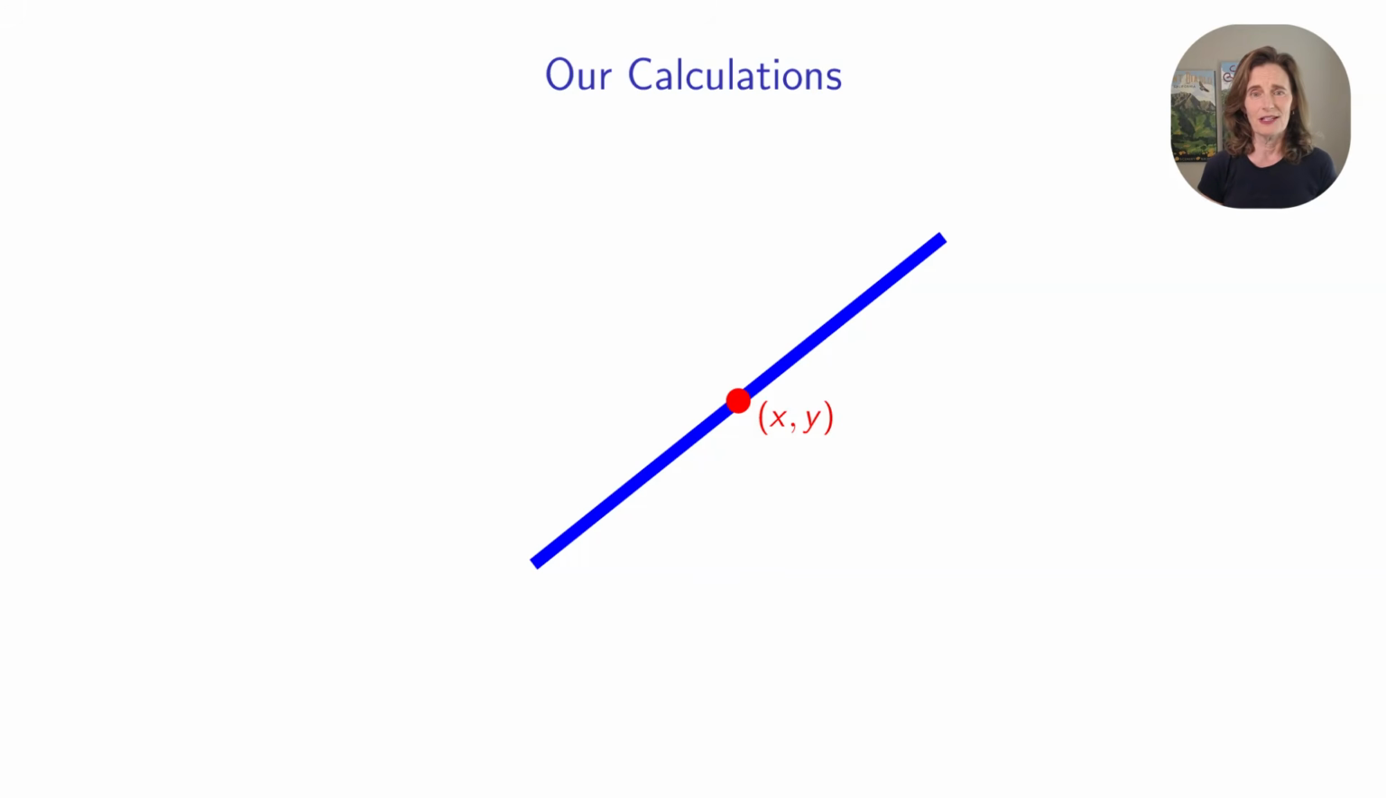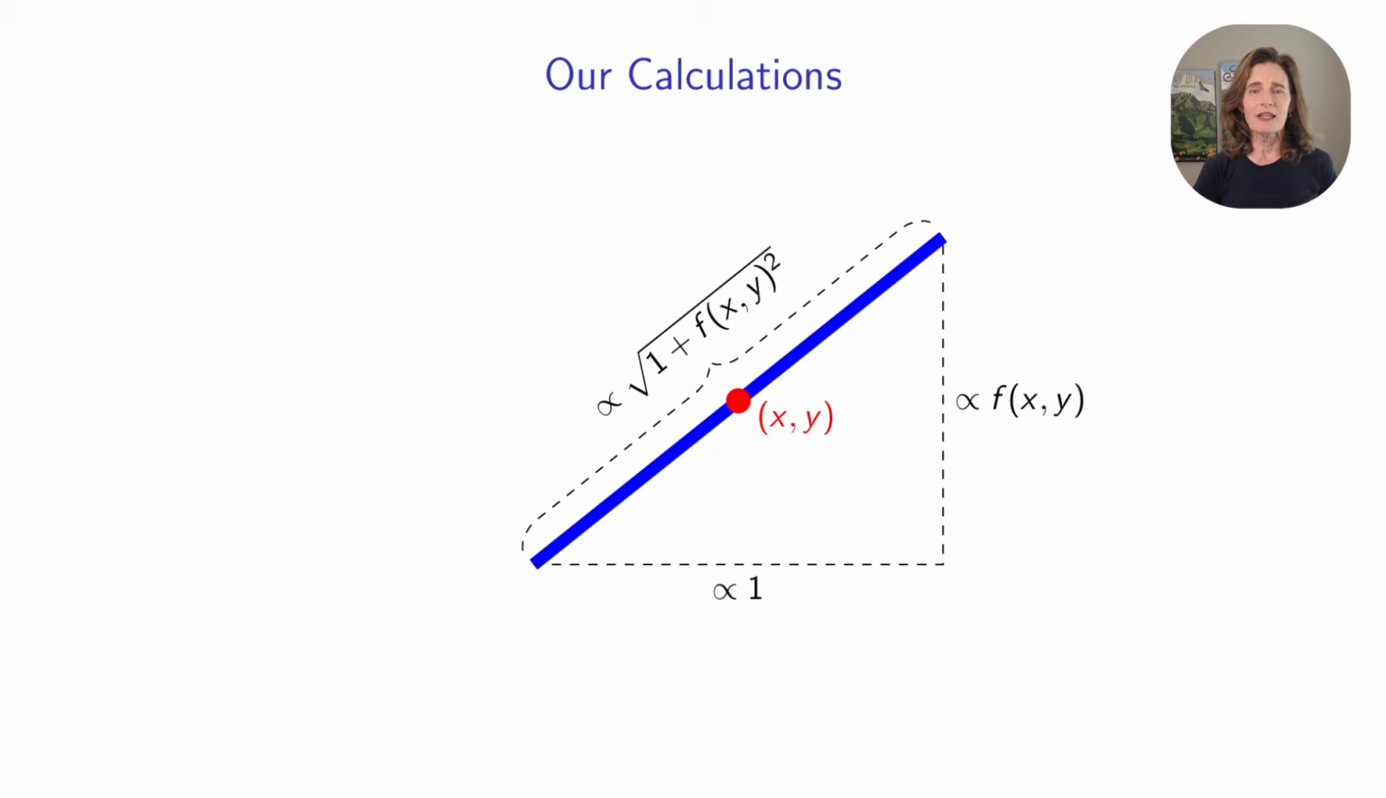There's lots of different ways you could do this. If we think of this segment as the hypotenuse of a right triangle, the horizontal side is proportional to 1, and the vertical side is proportional to f of x, y. By the Pythagorean theorem, the hypotenuse is just proportional to the square root of 1 plus f of x, y squared. We want the total length of this segment to equal len.